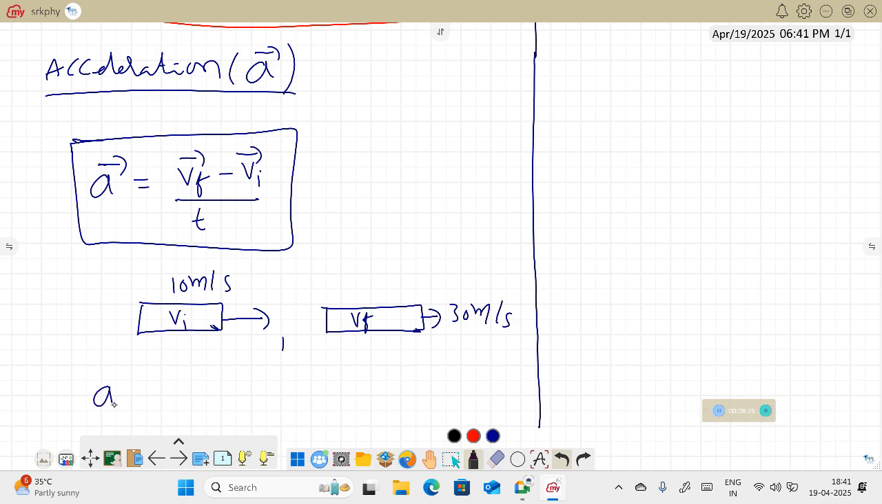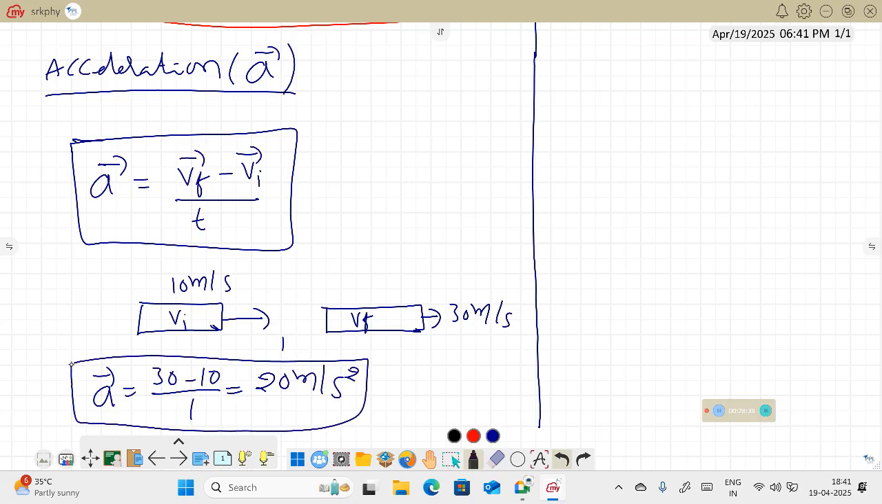So acceleration is nothing but change in velocity. What is the final velocity? 30 minus 10, by 1, is equal to 20 meter per second square. I will tell you the second, square. Now you got this point first.